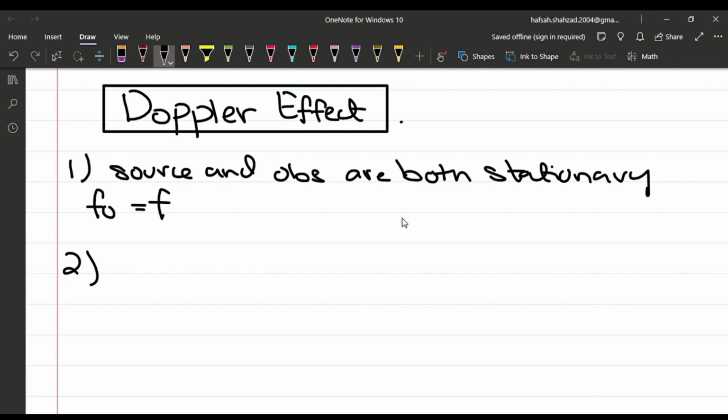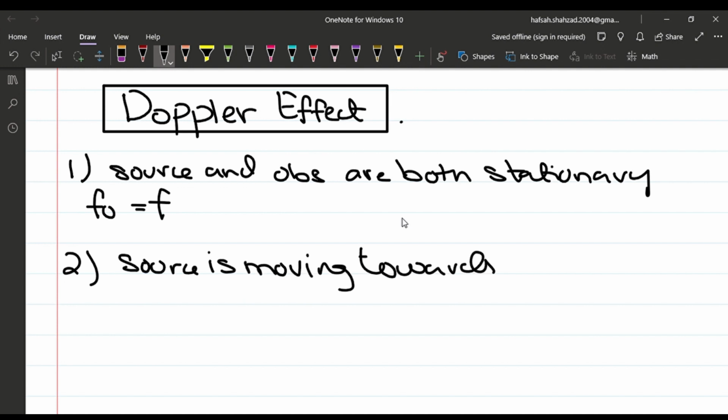The second case is when the source is moving towards the observer. In my example, when the van is coming towards me, the sound of the horn obviously has a frequency, right? That frequency and the frequency I'm hearing would be different. In what way would they be different? The frequency I would be hearing would be more than the actual frequency.